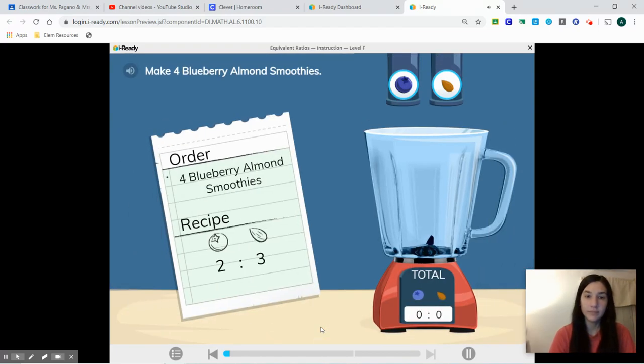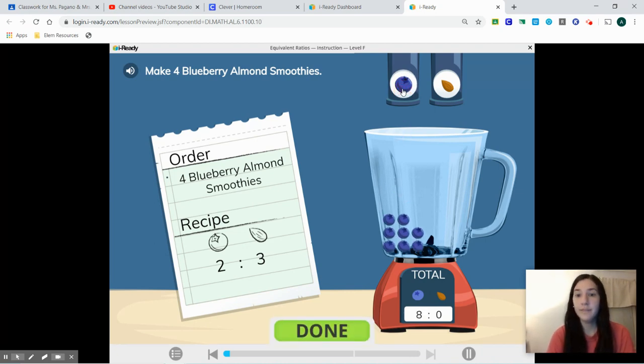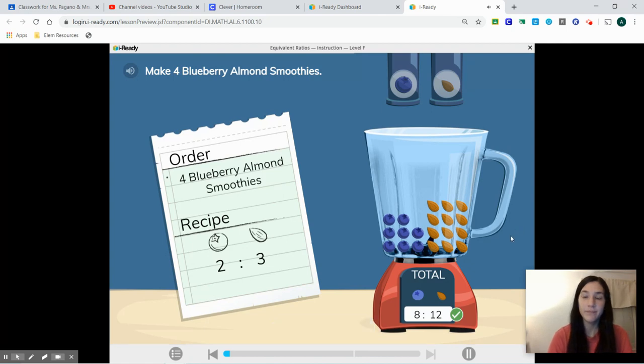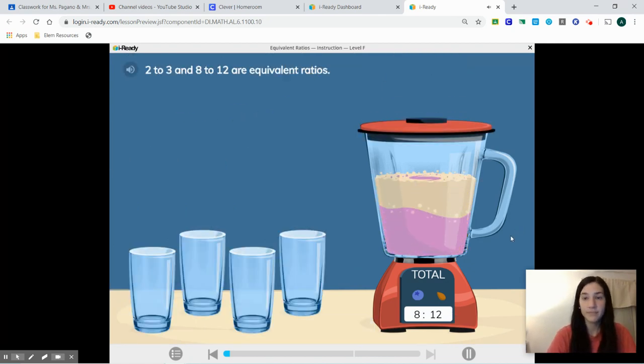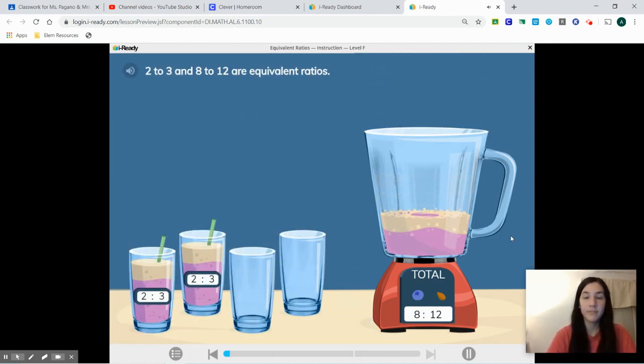Make 4 blueberry almond smoothies. Okay, so we want to multiply this recipe times 4. So we have 2 blueberries times 4, which will give us 8 blueberries. And then we have 3 almonds multiplied by 4, which will give us 12 almonds. And it counts it for us right there at the bottom, so we know when to stop. Good work. 2 to 3 and 8 to 12 are equivalent ratios.